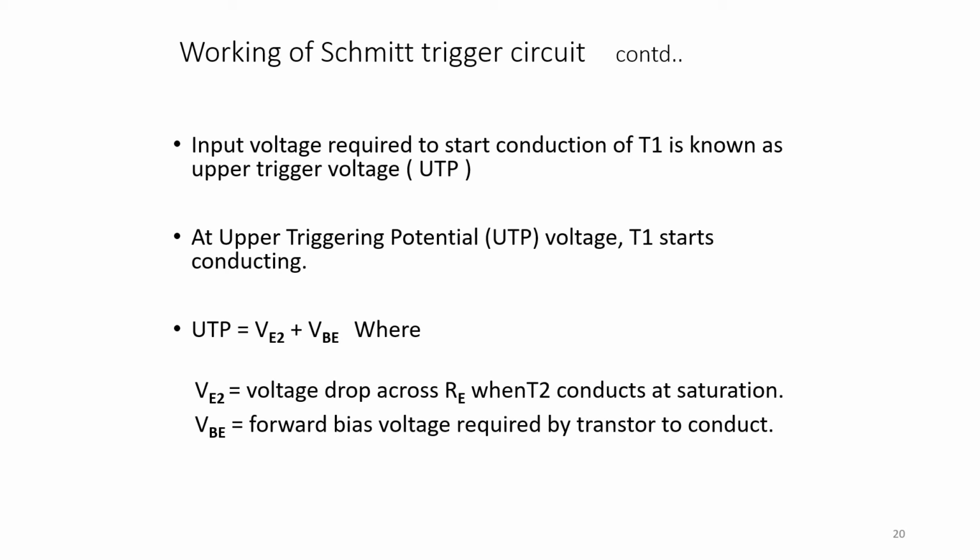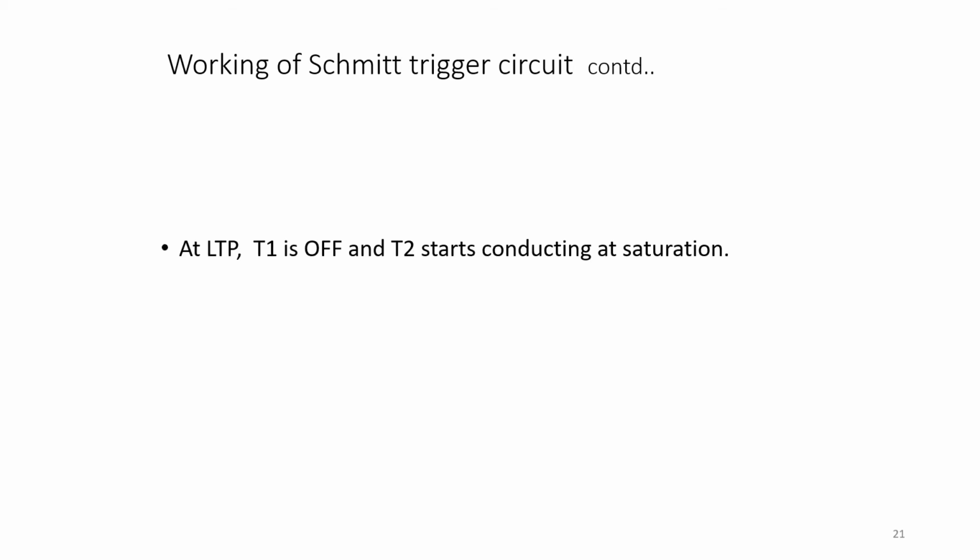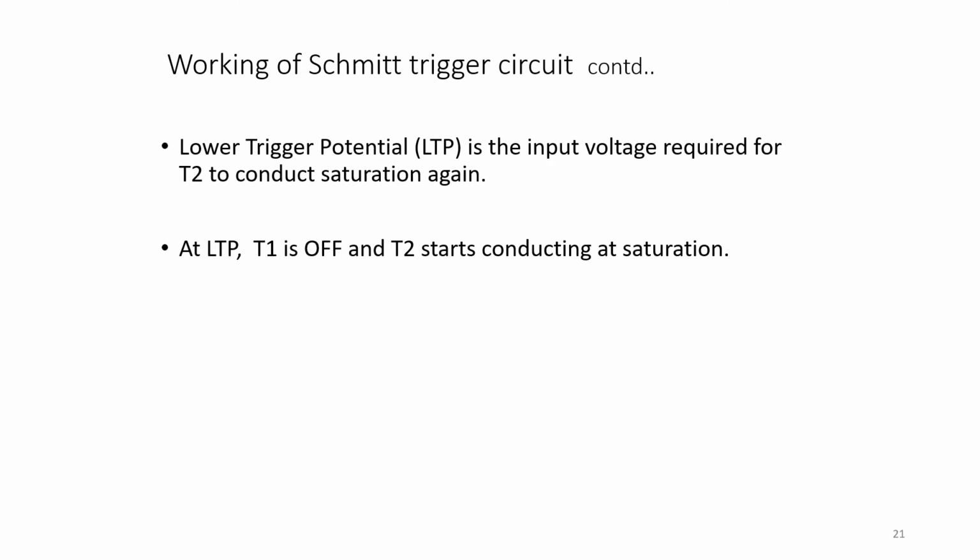So VE2 is the voltage drop across RE and VBE, the forward bias voltage required by the transistor to conduct. In the Schmitt trigger circuit, we have one more point, LTP. When T1 is off, T2 starts conducting at saturation. So LTP, as I told you, is the input voltage required for T2 to conduct.